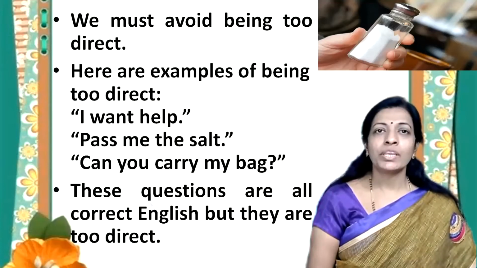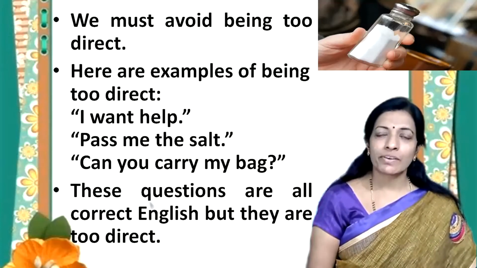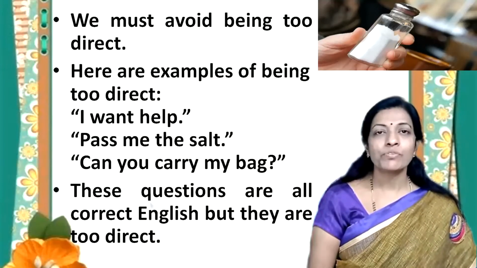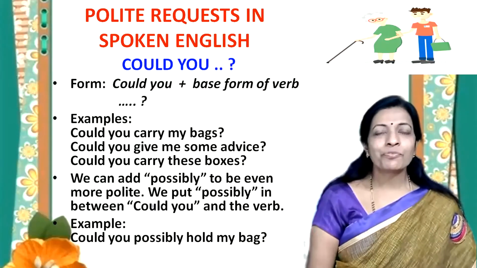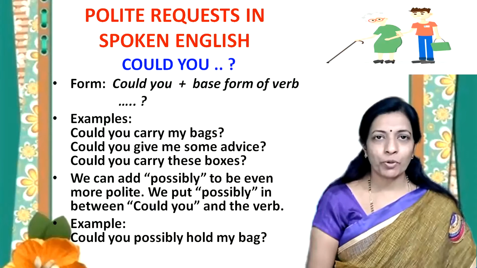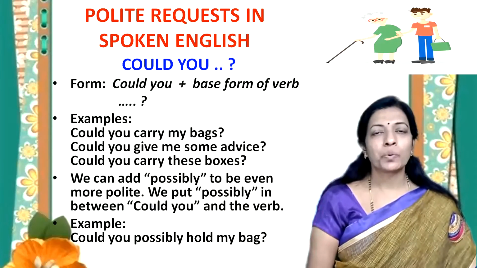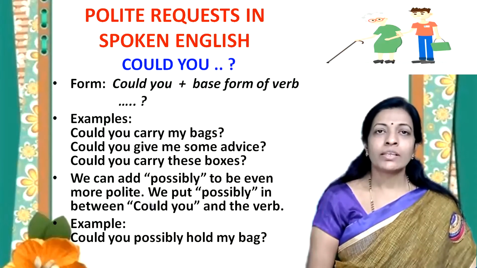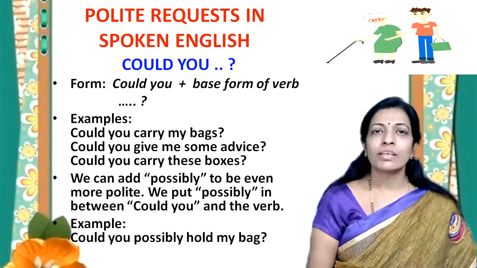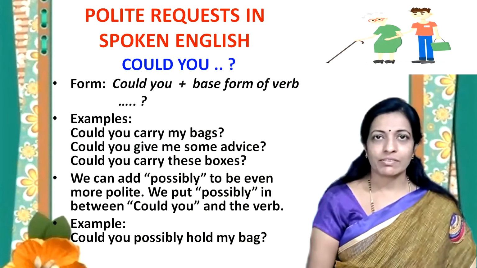Therefore, we need to see that we use the right choice of words so that the request which we are making sounds polite. One of the easiest ways to make your sentences sound polite is by using could you. Here, the form of the sentence should be could you plus the base form of the verb, that is the root word without any affixes or suffixes or without any derivatives.